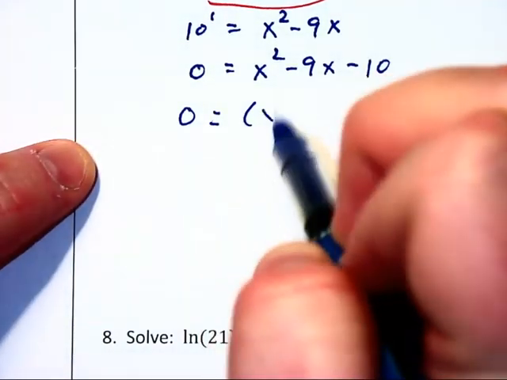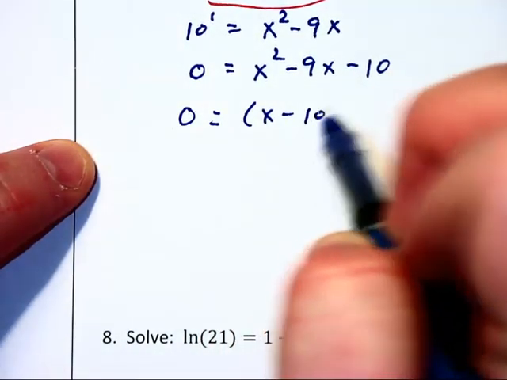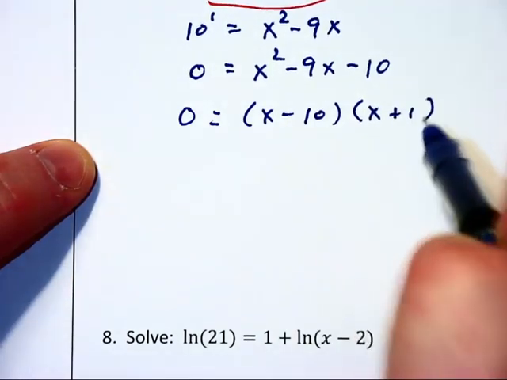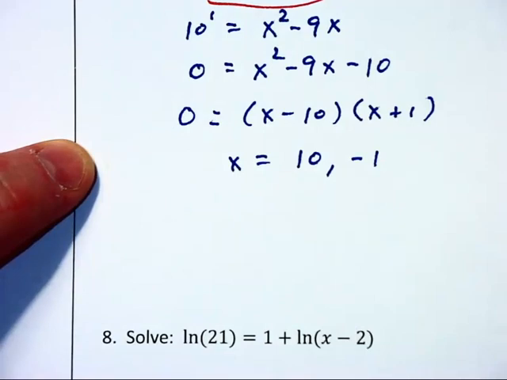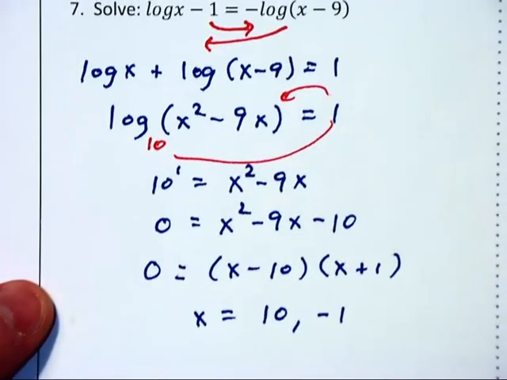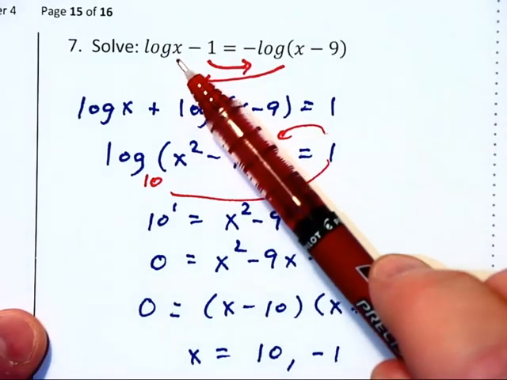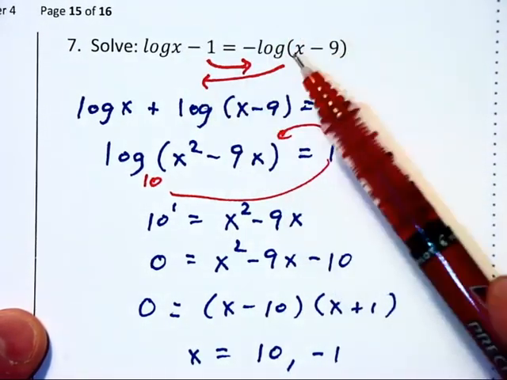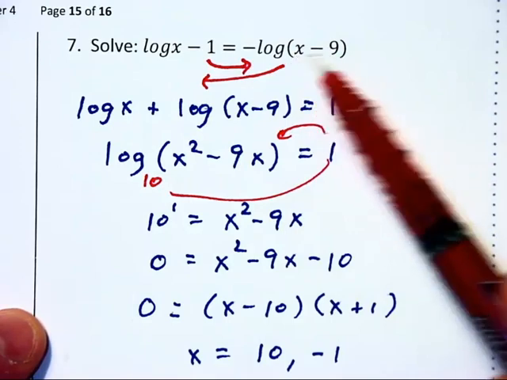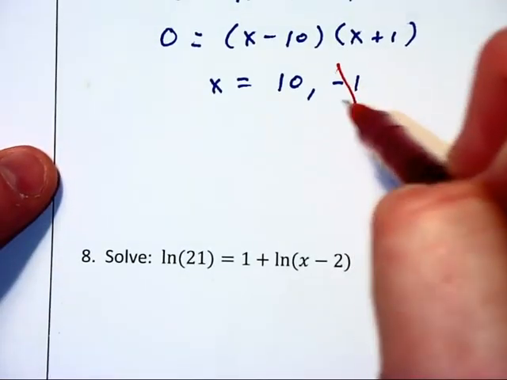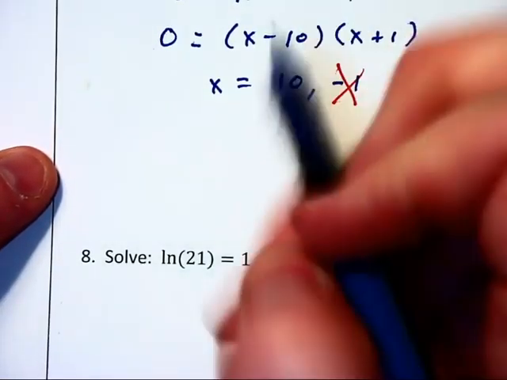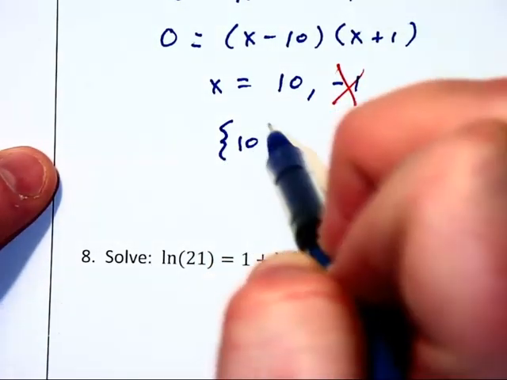That's going to give us x minus 10 times x plus 1, and we will have solutions of 10 or negative 1. However, when we substitute that negative 1 back in, we get the log of negative 1. Even that 10 is almost not safe. 10 minus 9 is 1 and it's safe, but had we had an 8, that would not have worked. So as it is, the negative 1 will have to be crossed off, and our solution set will only contain 10.